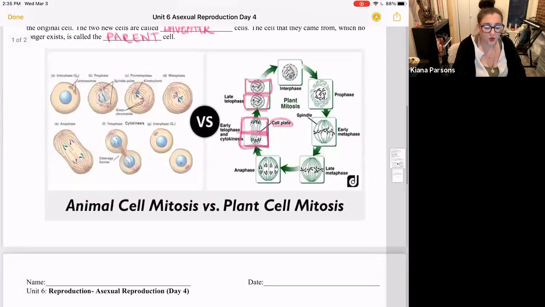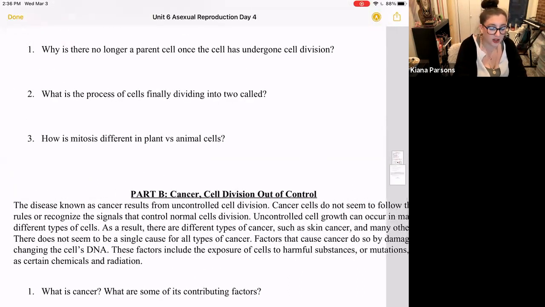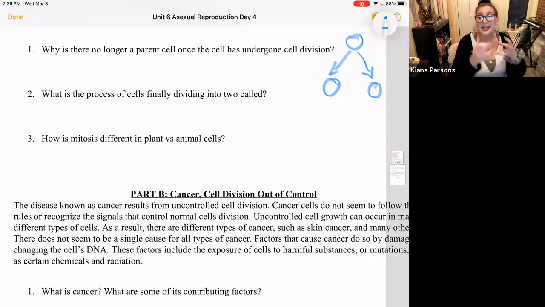So now let's go ahead and answer these questions. Why is there no longer a parent cell once the cell has undergone cell division? Well, if we go back to the passage and really think about this, the parent cell divides into two new cells. They are genetically identical, but they contain slightly less mass probably than the original cell because the genetic information duplicated, but as we discussed, the cytoplasm divided, forming two new cells that are identical to the parent cell, but the parent cell no longer exists.